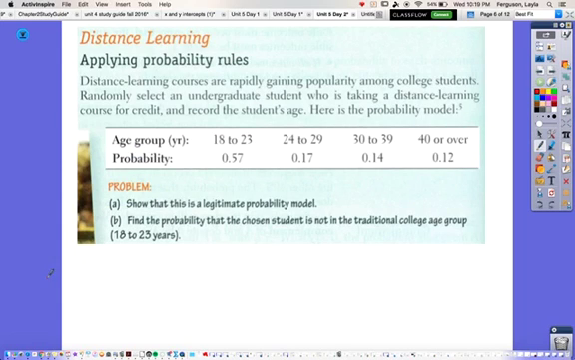So an example on distance learning. Distance learning courses are rapidly gaining popularity among college students. Randomly select an undergraduate student who is taking a distance learning course for credit and record the student's age. Here's the probability model. In our probability model, we see 18 to 23 is a probability of 0.57, 24 to 29 is 0.17, 30 to 39 is 0.14, and 40 or older is 0.12. So the problem is, A, show that this is a legitimate probability model.